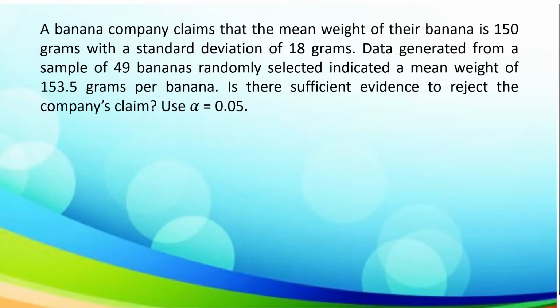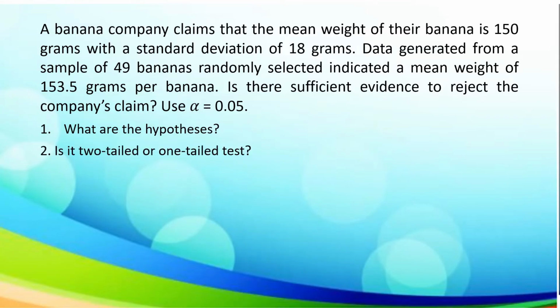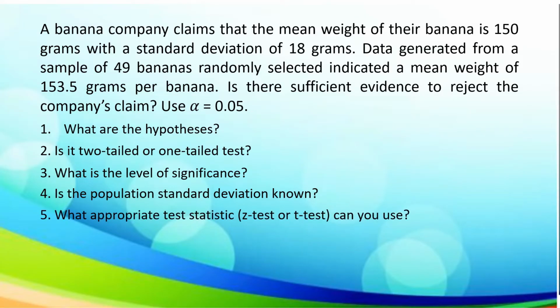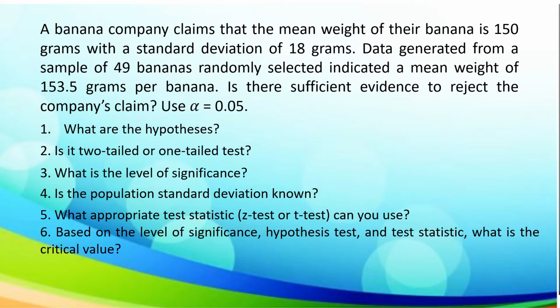What is now the question, or what are the questions that we're going to answer later on? The first one is, what are the hypotheses? Next, is it a two-tailed or one-tailed test? Next, what is the level of significance? Is the population standard deviation known? What appropriate test statistic can be used? Based on the level of significance, hypothesis test, and test statistic, what is the critical value? And lastly, draw the rejection region.